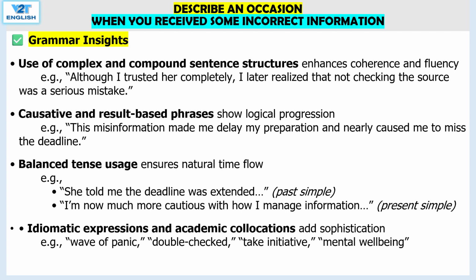Balanced tense usage ensures natural time flow. For example, she told me the deadline was extended, past simple. I'm now much more cautious with how I manage information, present simple. Idiomatic expressions and academic collocations add sophistication. For example, wave of panic, double-checked, take initiative, mental well-being.